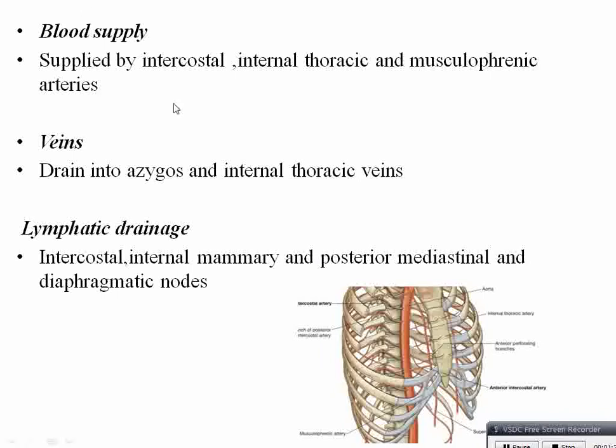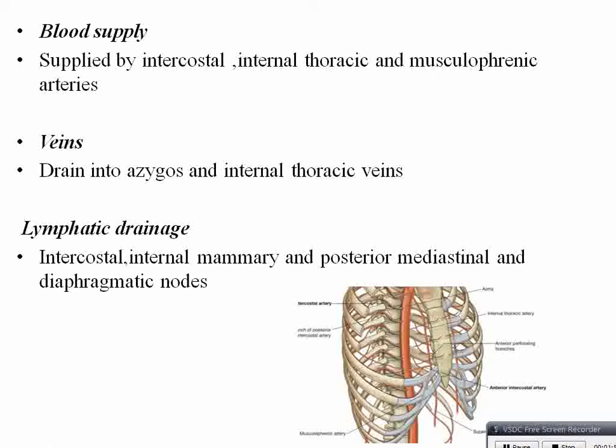Blood supply is by intercostal arteries. Again, intercostal arteries are present in between the ribs. Internal thoracic arteries can be seen here on either side of the sternum. Musculophrenic artery is a branch of internal thoracic artery. Veins drain into azygos veins. Azygos veins are seen on the posterior thoracic wall. Internal thoracic veins are seen along with internal thoracic artery.